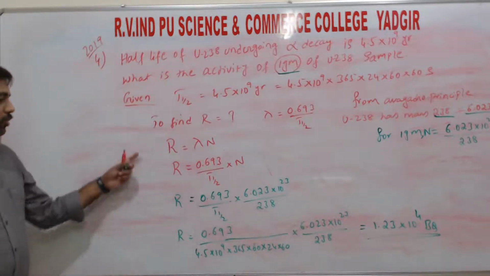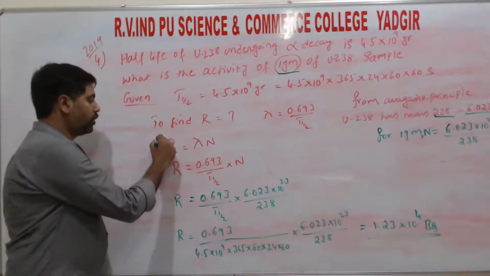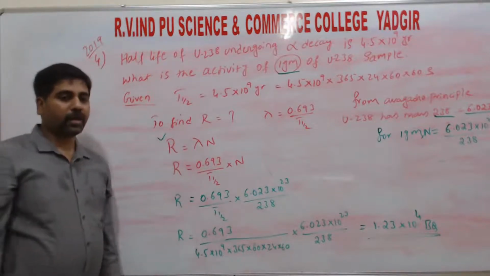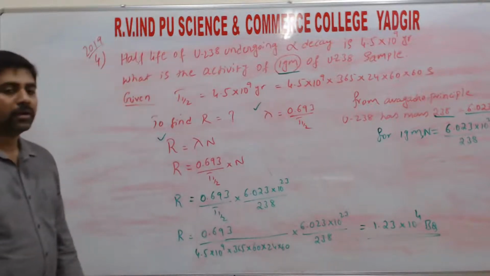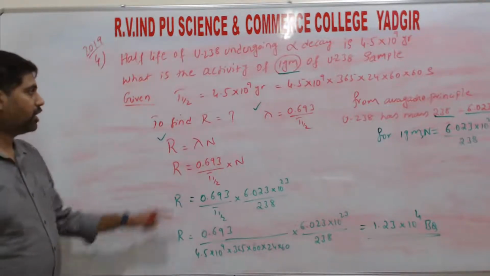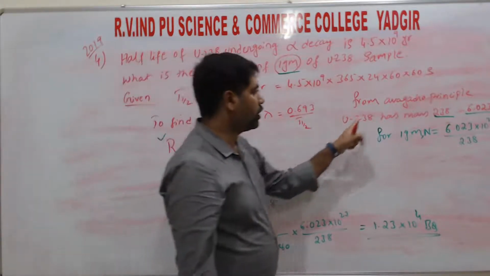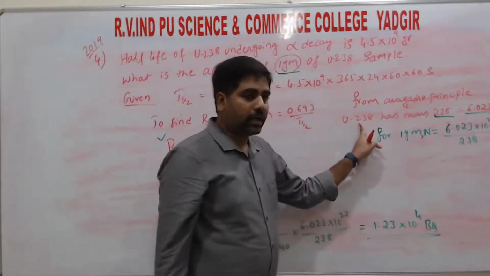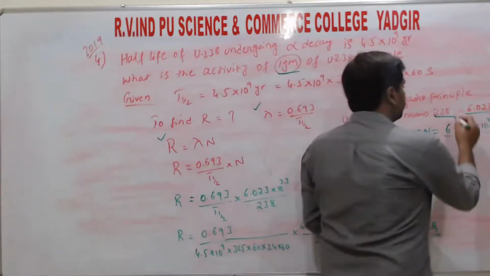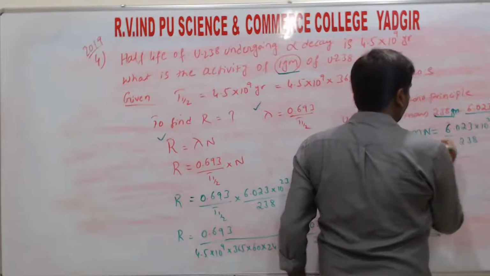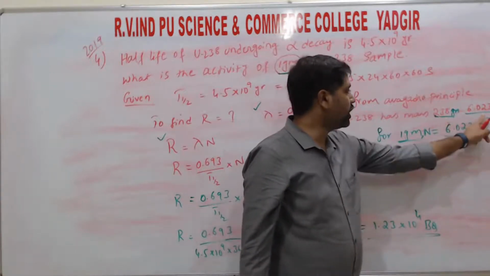So this problem they asked for 5 marks. So very simple. We have to remember this formula R is equals to lambda n, and here the lambda is equals to 0.693 by T half. They given T half and we need to find the n value, that is from Avogadro's principle, U-238 having the mass 238 grams, right? So we need only 1 gram, right? So for 1 gram we need to divide this 238 here.